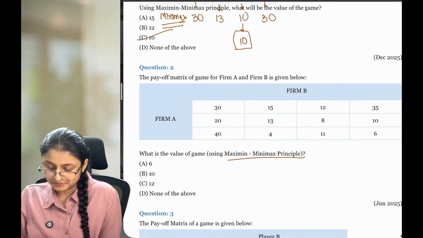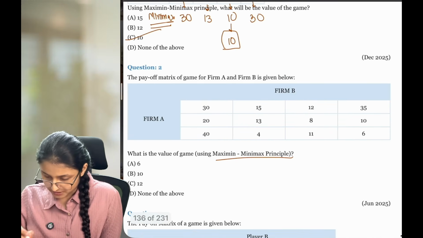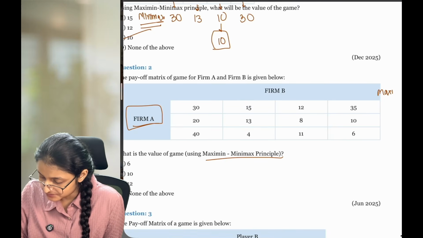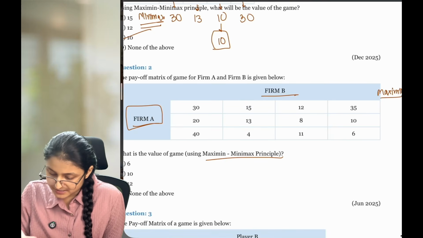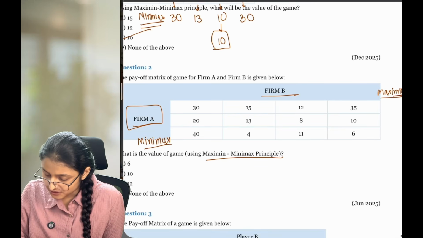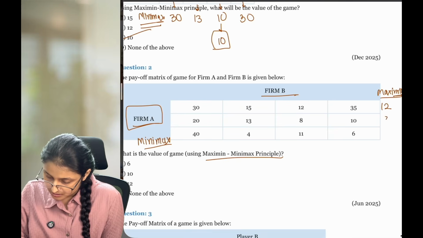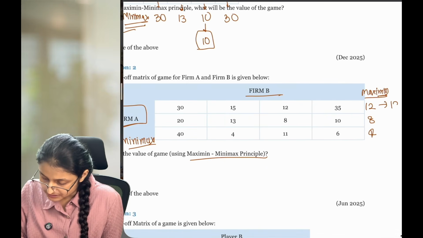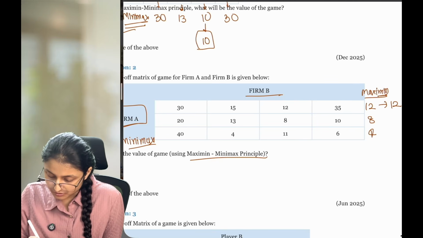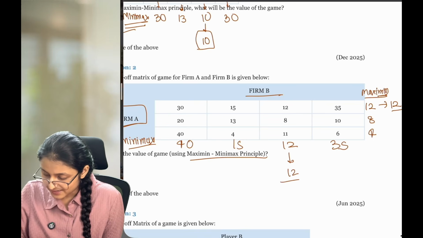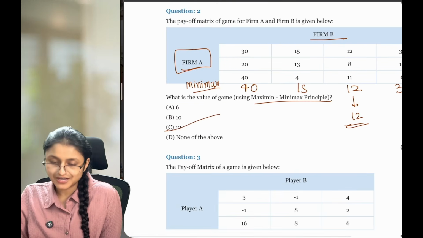Okay? Next, the payoff matrix of a game for firm A and B is given to you. You need to use maximin minimax principle to find out value of the game. So how to find out? This is a maximizing player, hence will calculate maximin. Minimizing player will calculate minimax. So for maximin, first find out the minimum, which is 12, 8 and 4. And out of this minimum, find out the maximum value. For minimax, first find out the maximum, which is 40, 15, 12 and 35, and then find out the minimum of this. As 12 and 12 is exactly same, hence that becomes our value of the game.